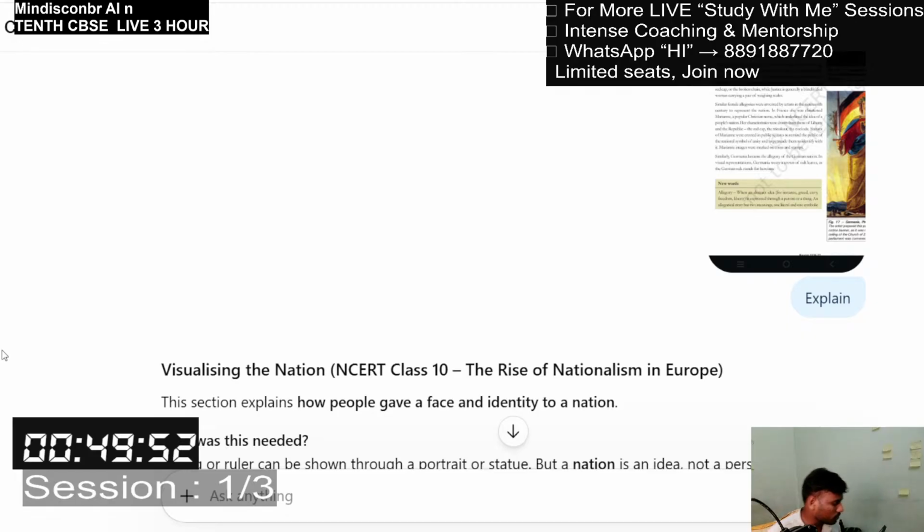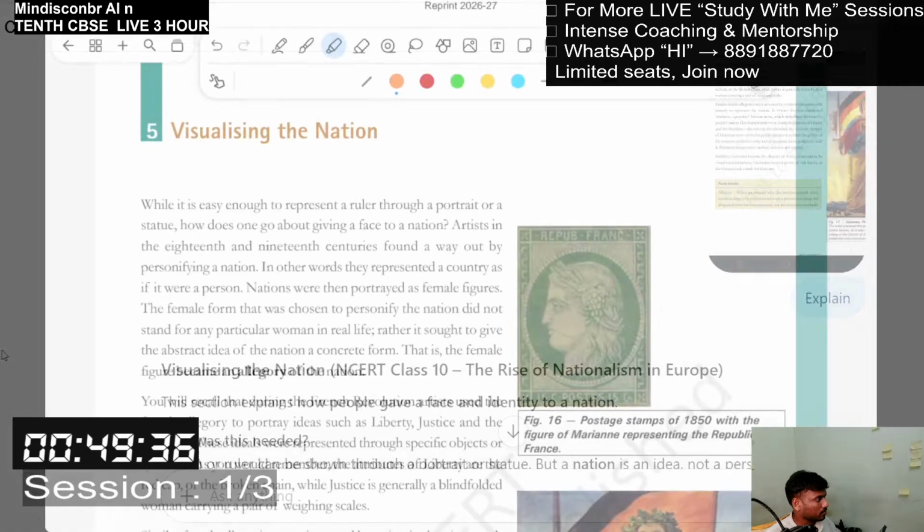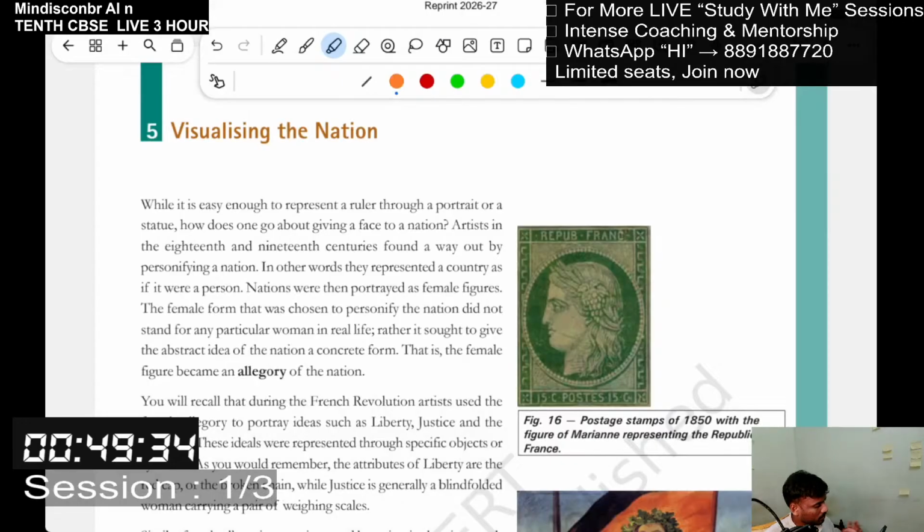Today we are going to study section 5, Visualizing the Nation, of the chapter Nationalism in Europe from History. Visualizing the Nation.